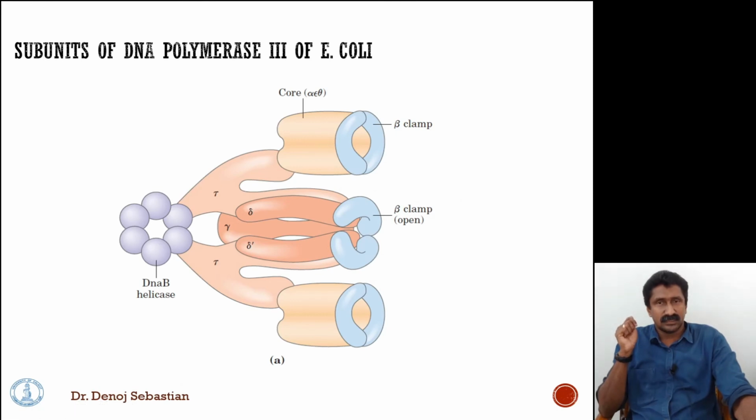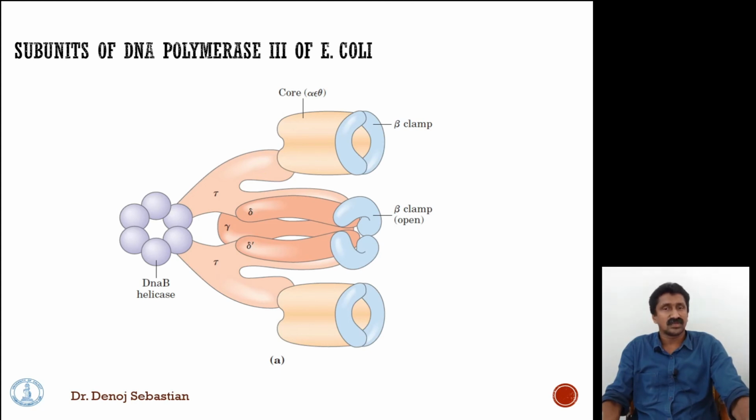So this is another structure in which the DNA B helicase is represented. Then the different subunits of DNA polymerase 3 are represented here. So here we have alpha, epsilon, theta, tau, delta, gamma. All the subunits are represented here, along with the beta clamp or beta protein. So this is the overall structure of the DNA polymerase 3 enzyme with all the relevant subunits.